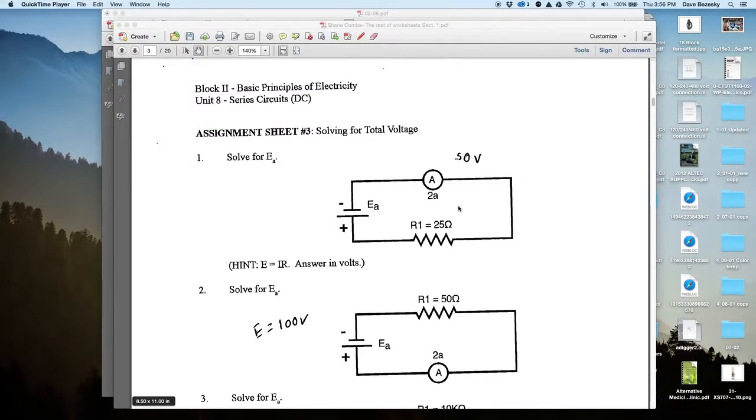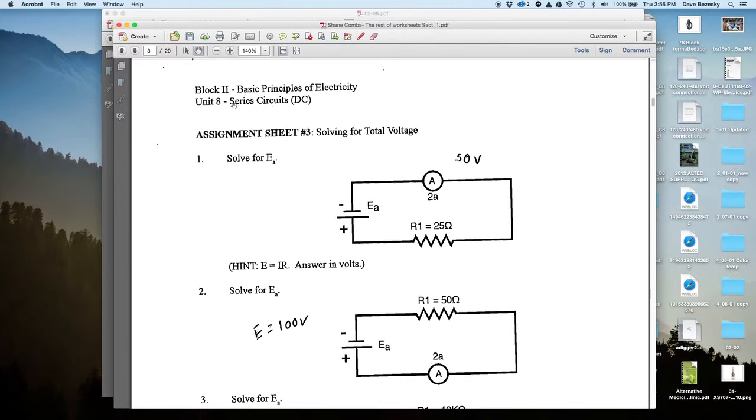On to assignment sheet 3 in unit 2-8, series circuits. In question number 1 on assignment sheet number 3, we're asked to solve for EA, the applied voltage.